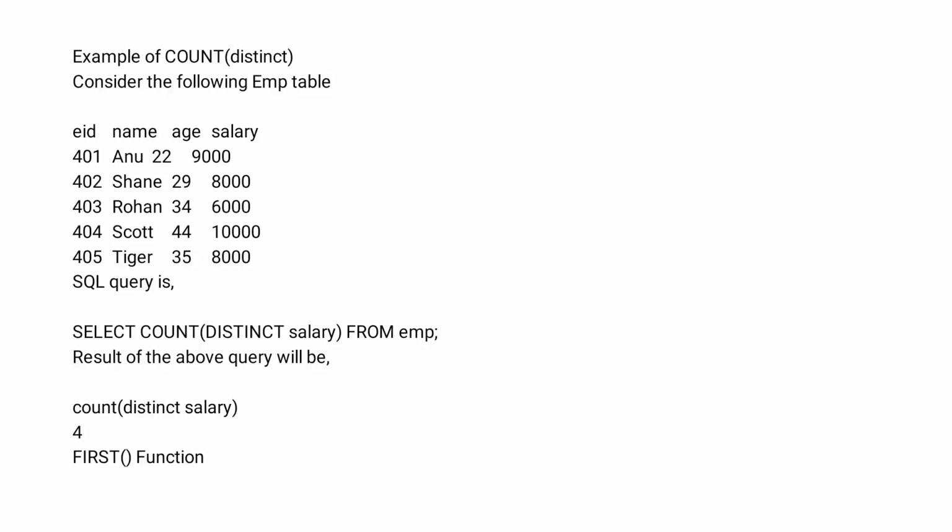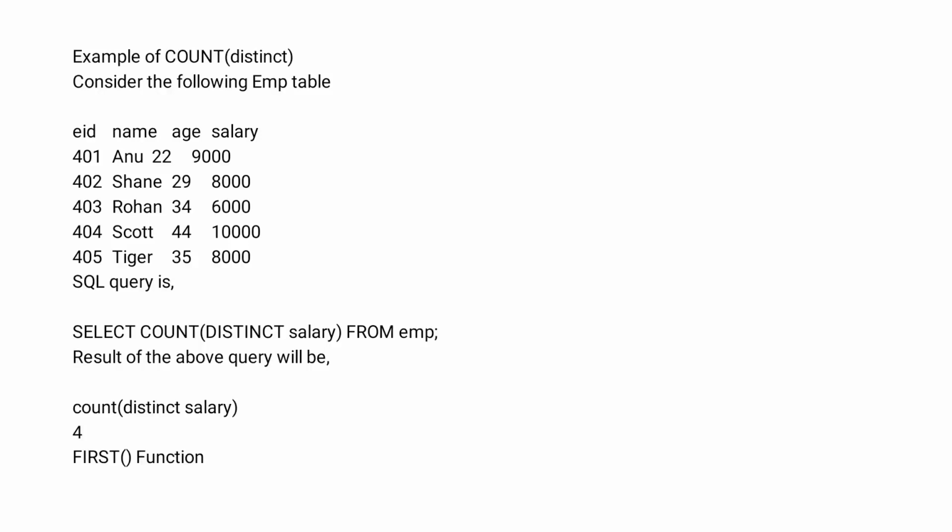And the next example is a count of distinct. So here, select count of distinct salary from the EMP table. The distinct count of salary is 4. Why? Because it will produce only the non-repeated values. In this table the salaries are 9,000, 8,000, 6,000 and 10,000. 8,000 is repeated 2 times, so that's why we get it only one time as a distinct.